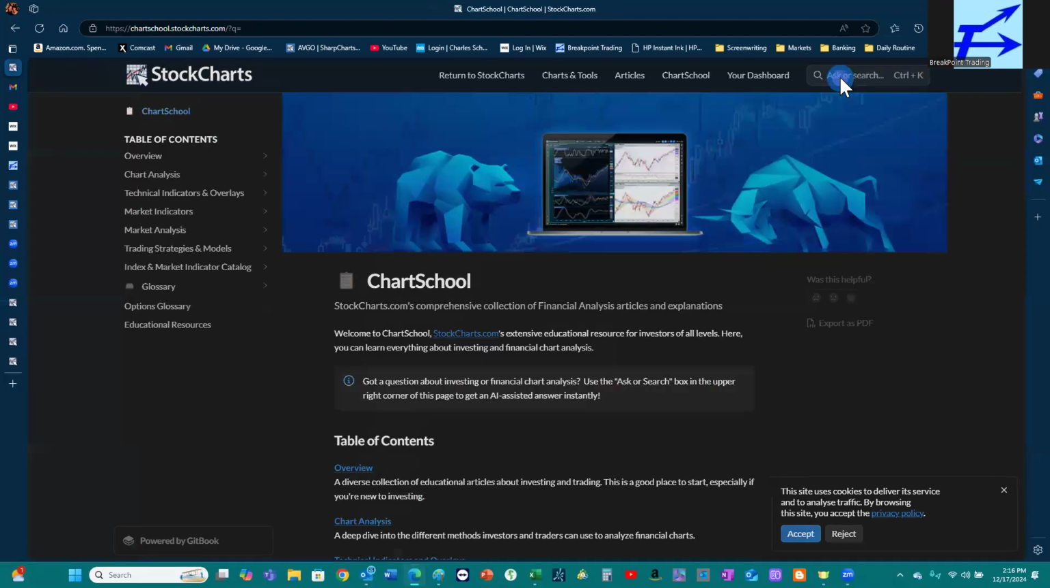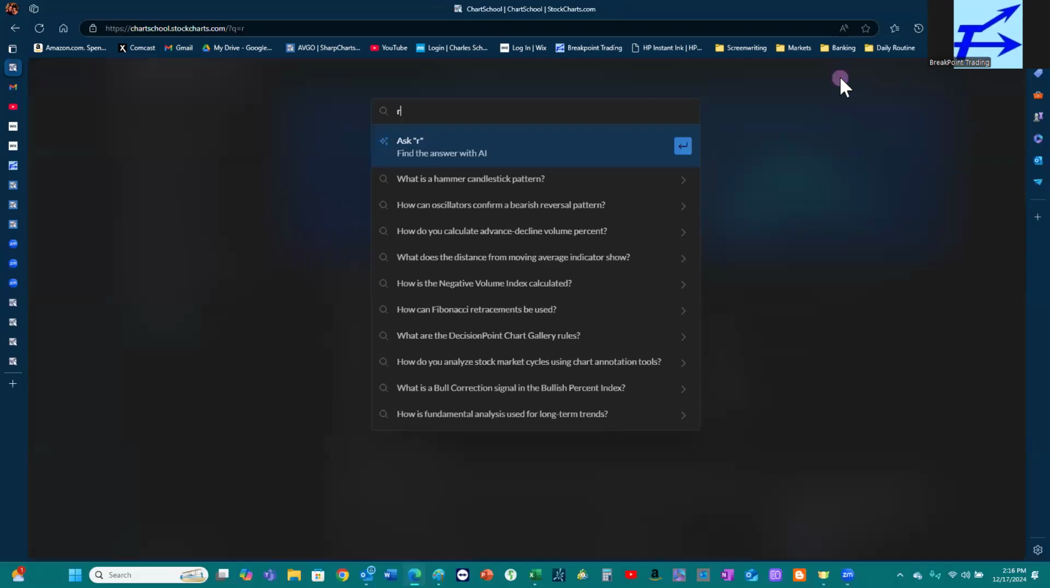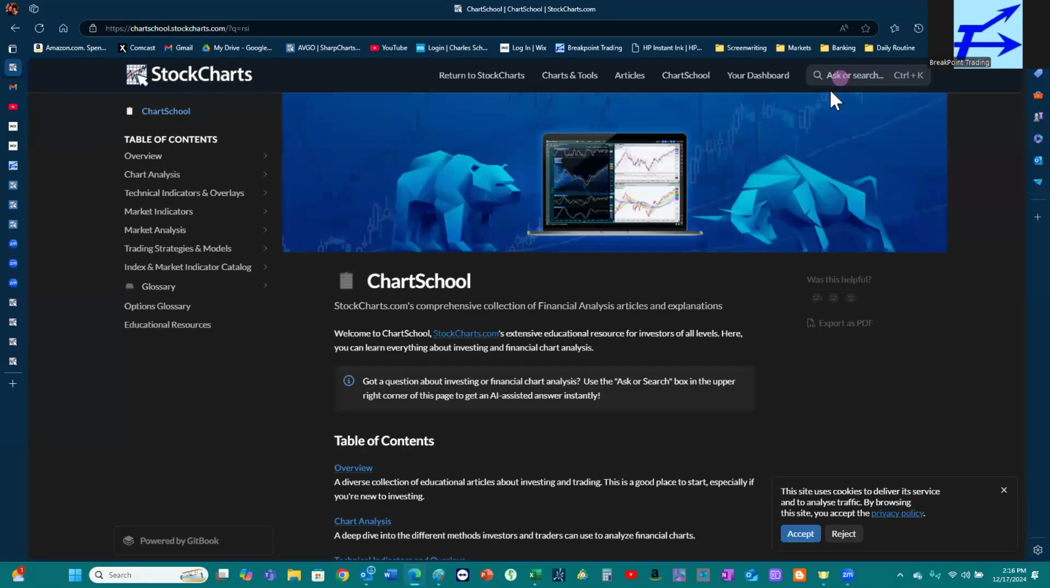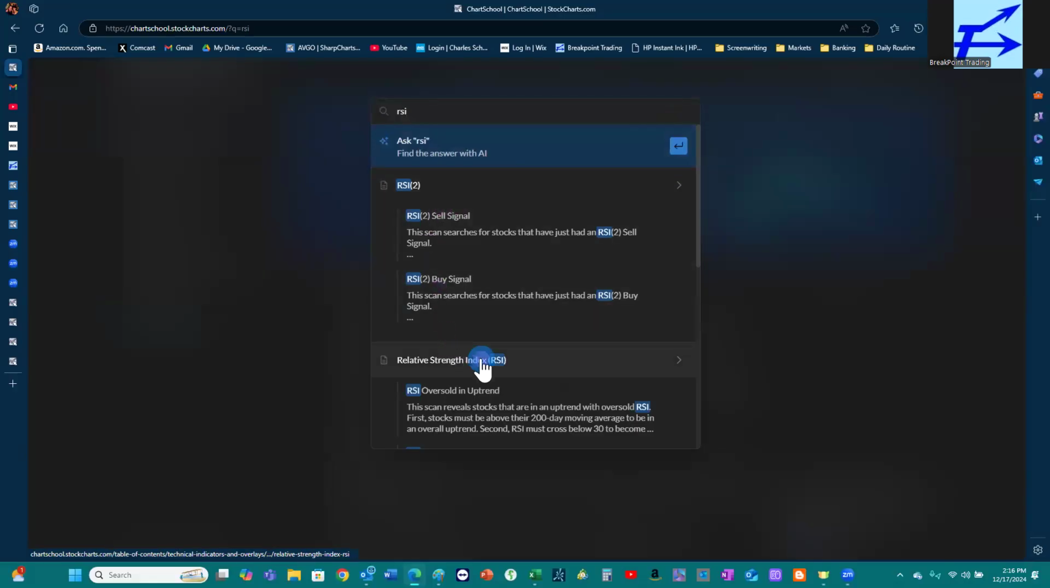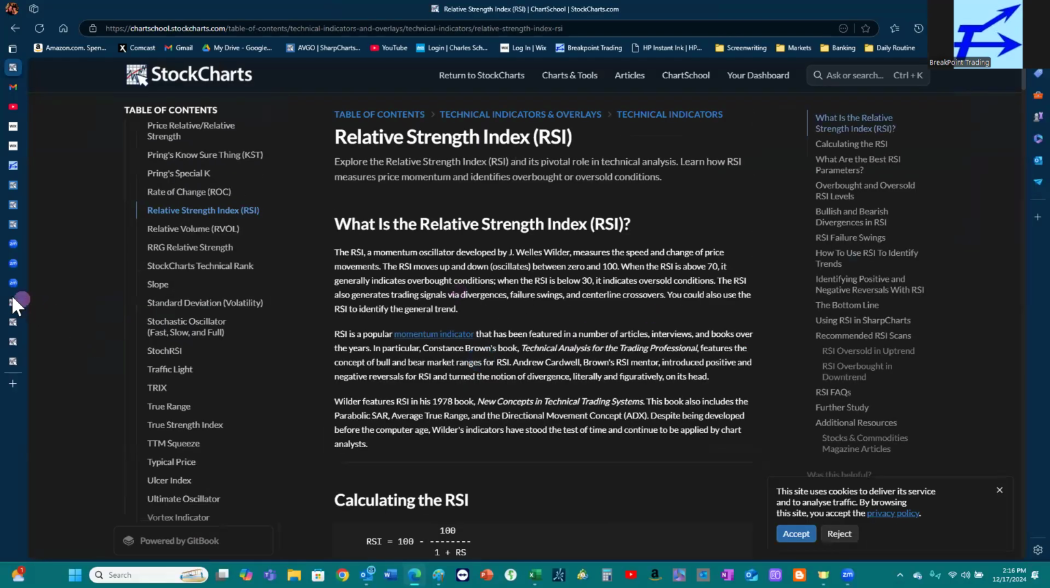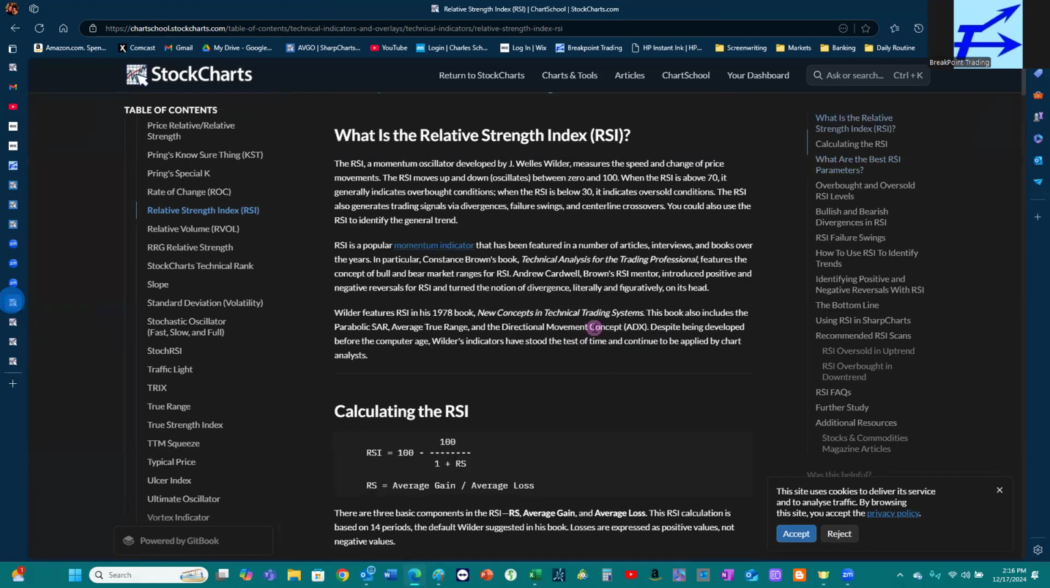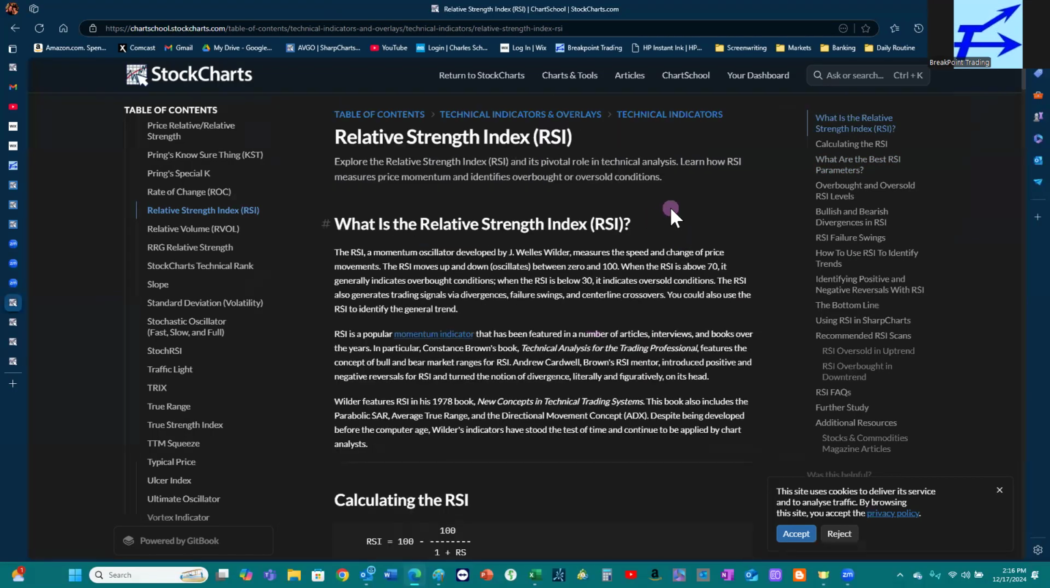Just go there and put in the search bar box RSI, and you can see the description that I'm going to read to you here. So RSI basically is a bounded oscillator. That means it has an upper and lower limit. And because of that, it can help you identify oversold and overbought areas. So anything above 70 is overbought, and anything below 30 is oversold.